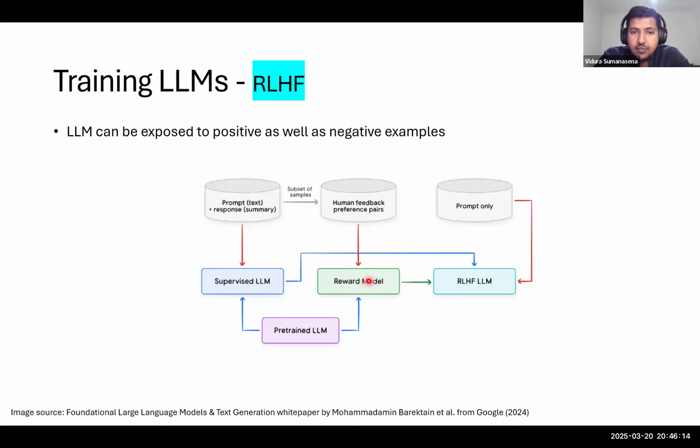Finally, you don't want human intervention every time once you have this reward model trained. Once you have the reward model, you will train this supervised LLM using this reward model, just like a human, to better align with the goal that it should achieve, maybe instruction following or a conversational agent.